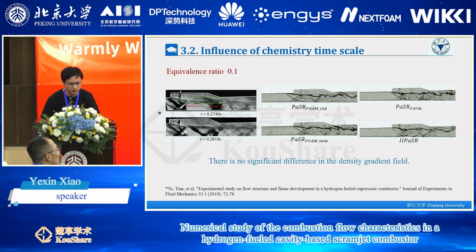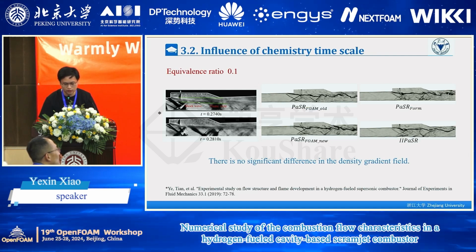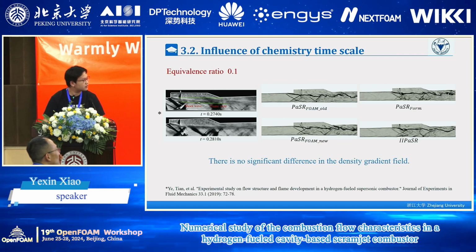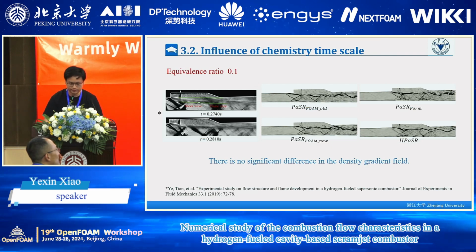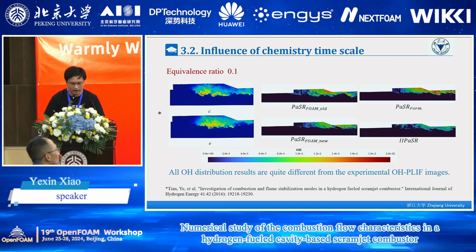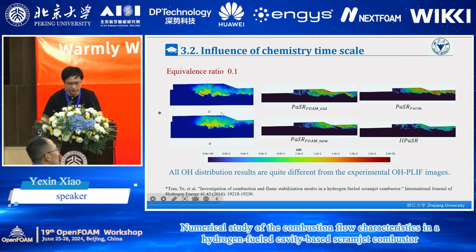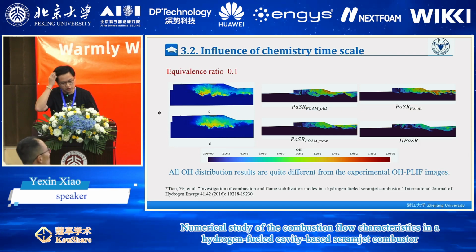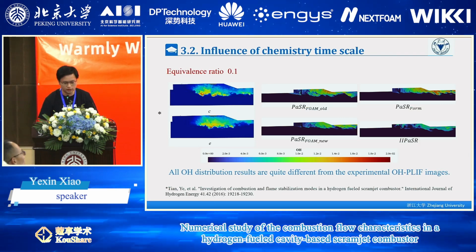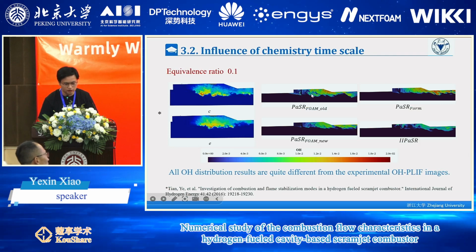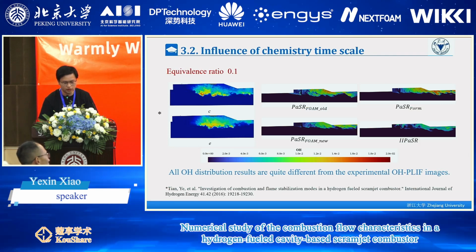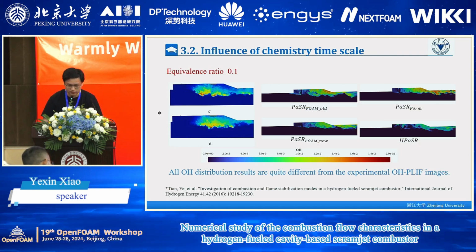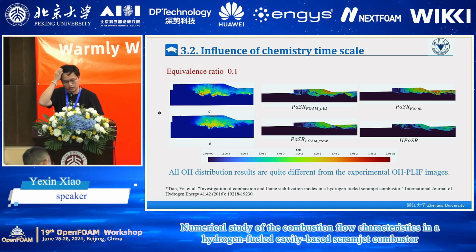Here is the Schlieren image from the experiment and the density gradient field from the calculations. So little difference here. And this is the OH PLIF from the experiment, and here is the OH distribution result. You can see they are quite different because in the calculation, the OH concentrates on the rear wall of the cavity. Almost all the methods failed here.